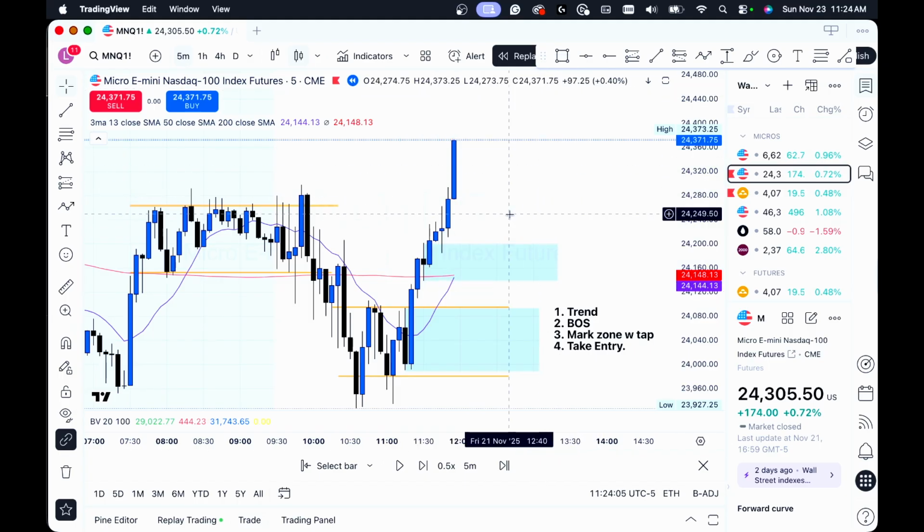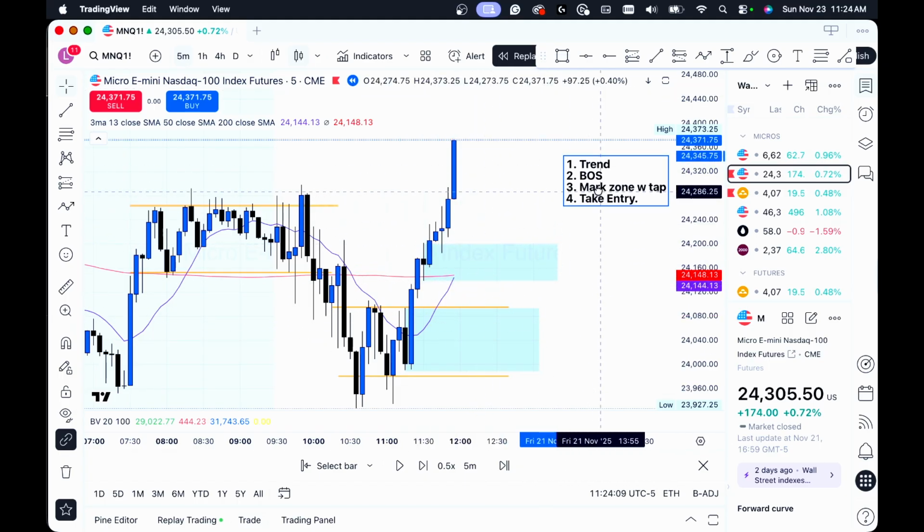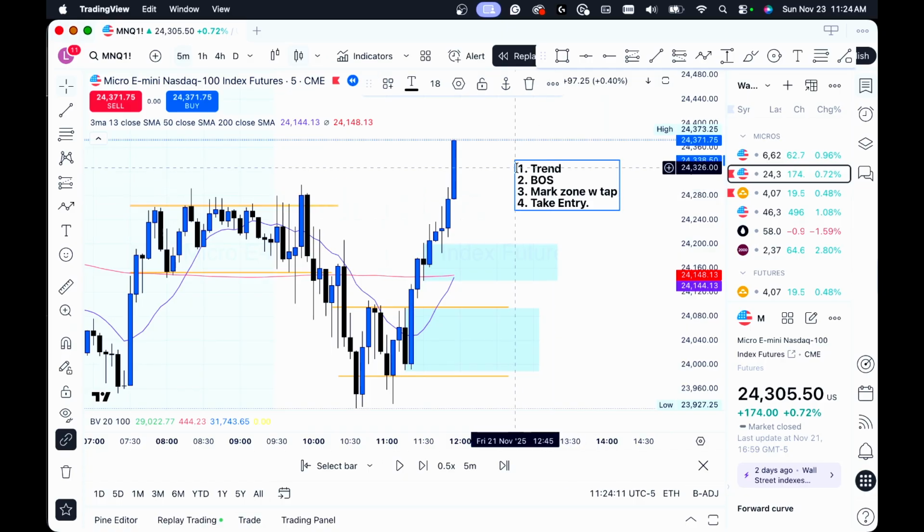All right. This is how you mark your demand zones. That's how you take entry. You follow these setups. Follow the trend. You found your trend now. Wait for the break of structure. Price broke structure. Wait for the tap. It broke structure again. You mark your zone again. Then you wait for the tap. Then you take your entry. And boom.